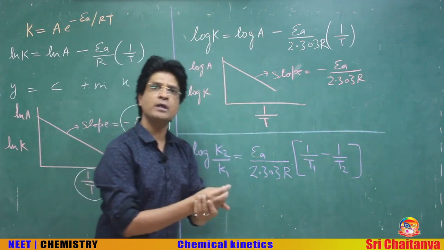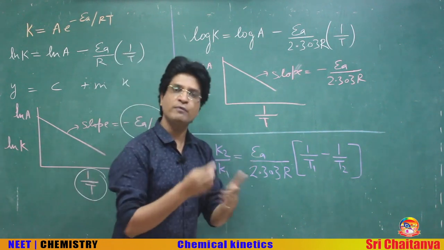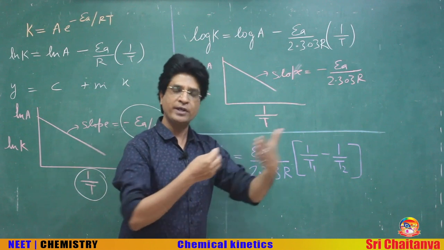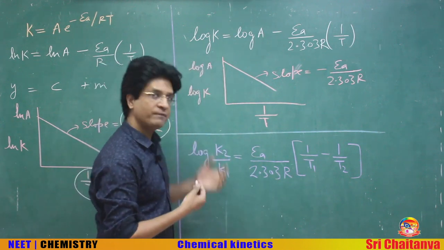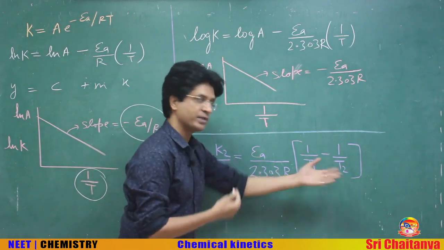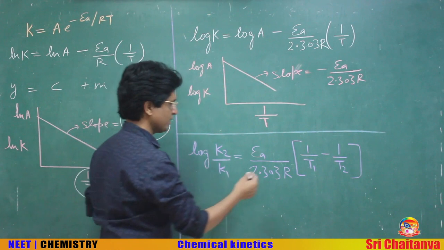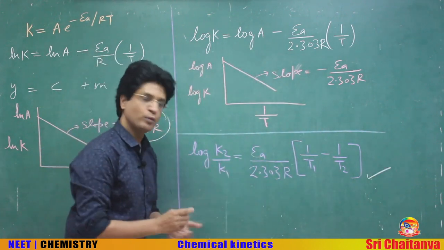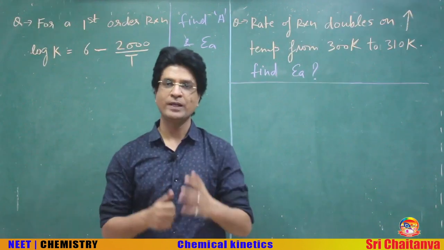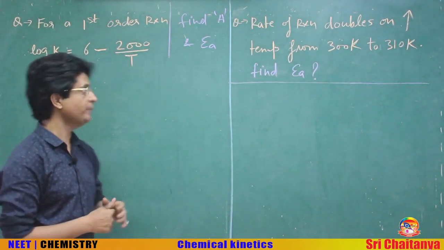Earlier we saw that there was a rudimentary concept called temperature coefficient, which was valid only for certain reactions and for a certain range of temperature. But here we can find out the different rate constants at different temperatures from this equation. So remember, this is a very important equation. So let us do some questions on that. Okay, let's solve some questions based on the Arrhenius equation.